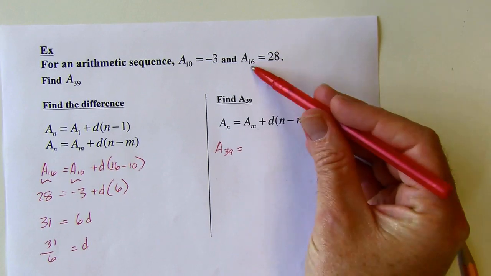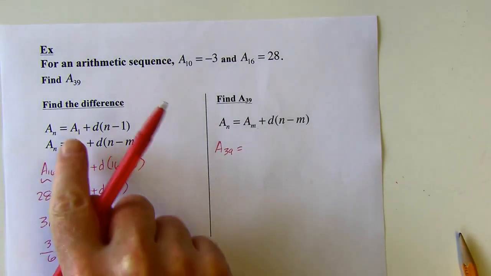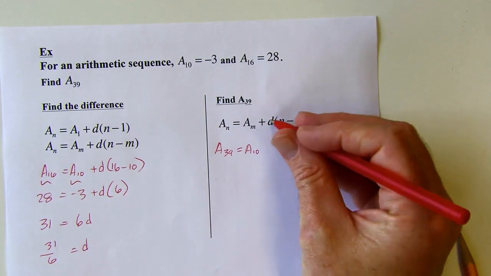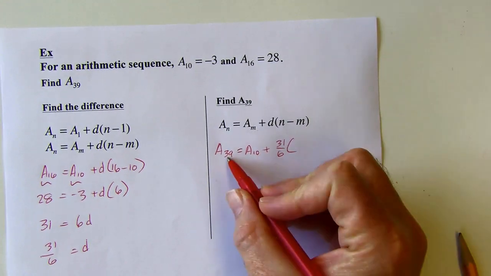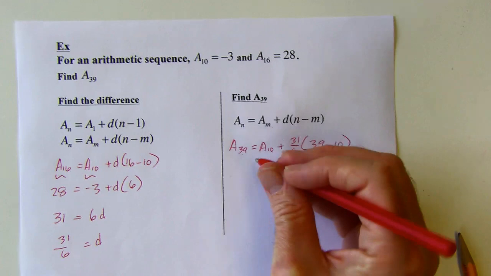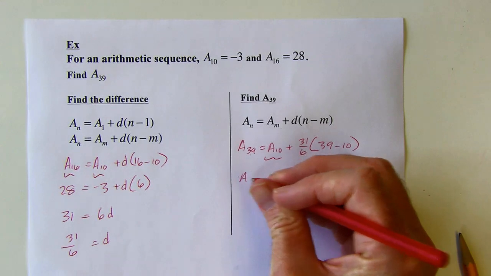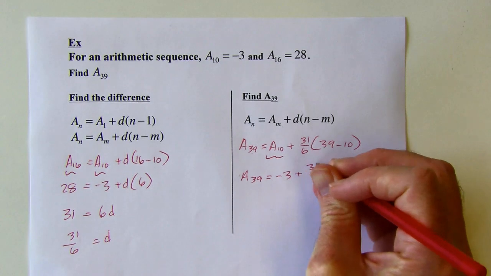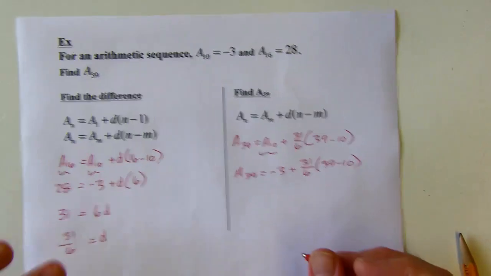I think I'm going to use the a sub 16, just because I'll keep it consistent. I put a sub 10 in that slot, so I'll stick with that, but it doesn't actually matter, okay? And then my difference, now I figured out that's 31/6, okay? And I've got 39 minus 10 in the parentheses, okay? Next up, I know the value of a sub 10, so let me plug that in. That's negative 3. Okay, and I'll start simplifying.